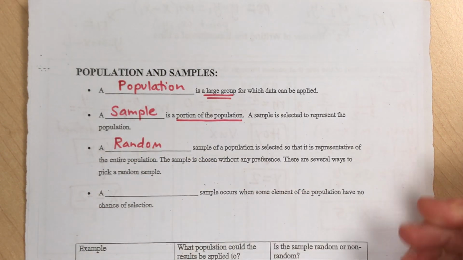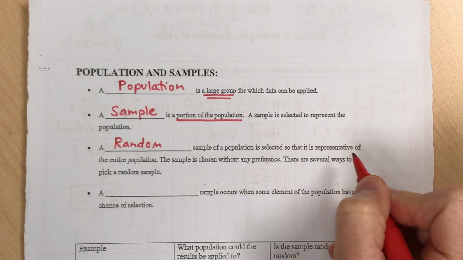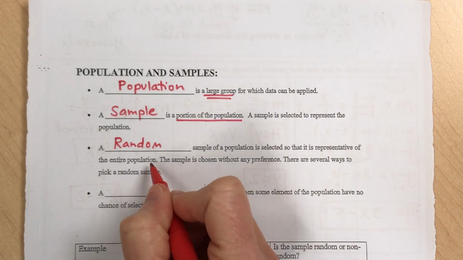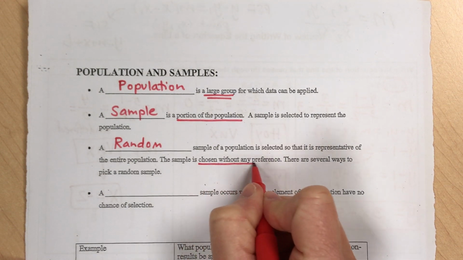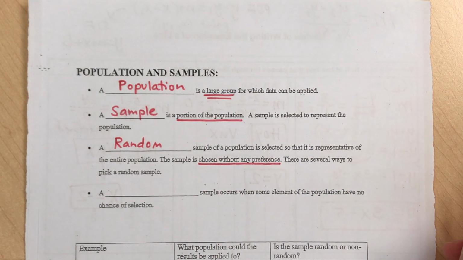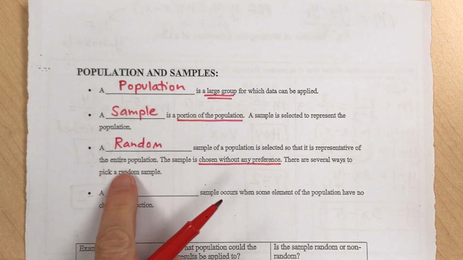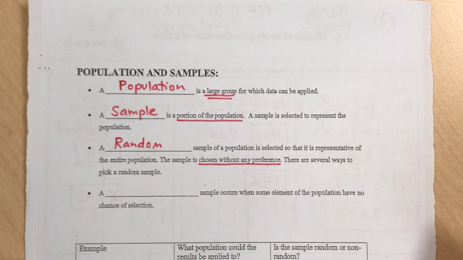Random is our next vocab word. A random sample would be selecting people so that it is representative of the entire population, and the key to random is that you would choose people without any preference. There are several ways to pick a random sample, and I'll talk about those next.